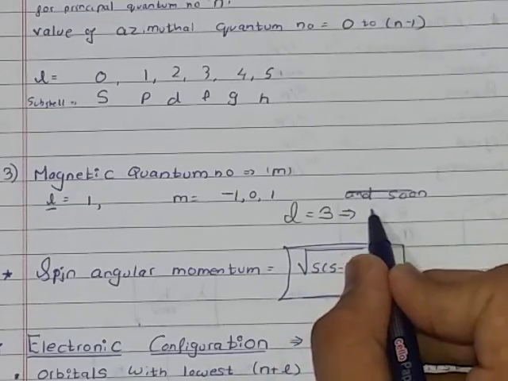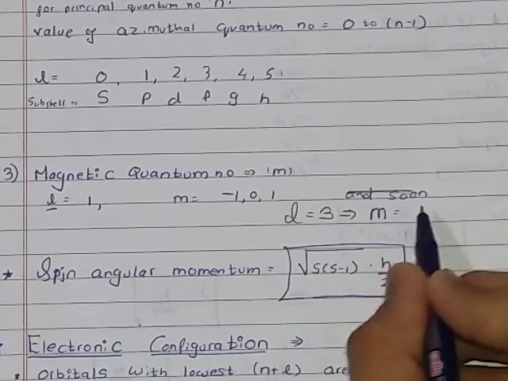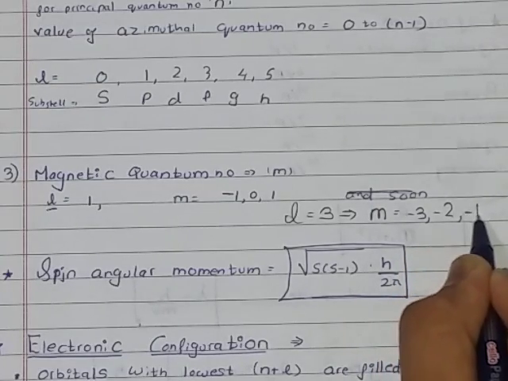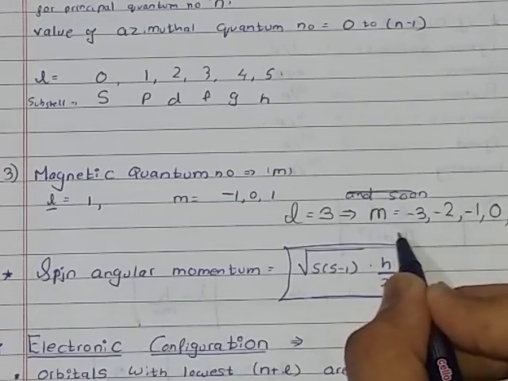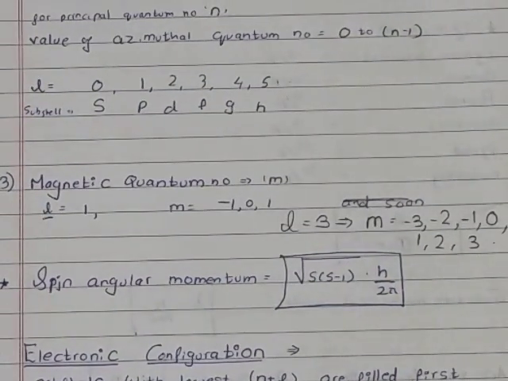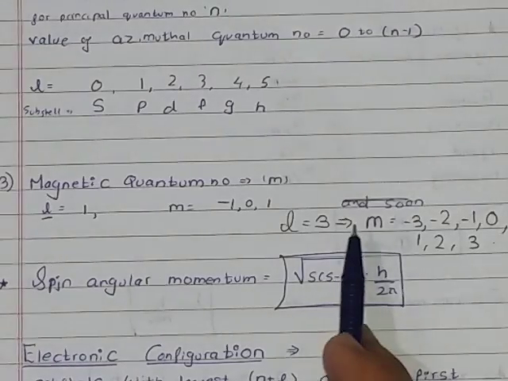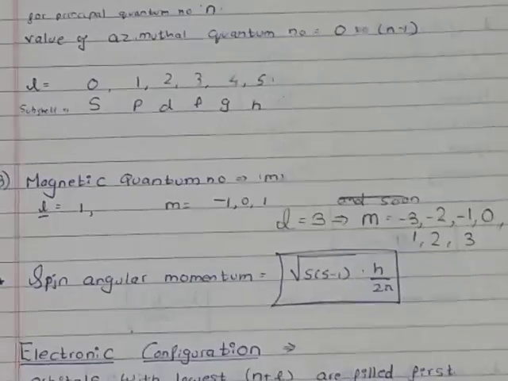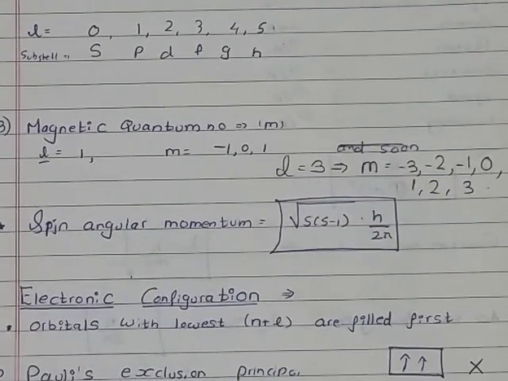then m, which is the magnetic quantum number, can equal -3, -2, -1, 0, 1, 2, and 3. That is 2l plus 1 possible values, that is 2 into 3 plus 1, which is 7: 1, 2, 3, 4, 5, 6, 7. And the last thing that comes is spin angular momentum.